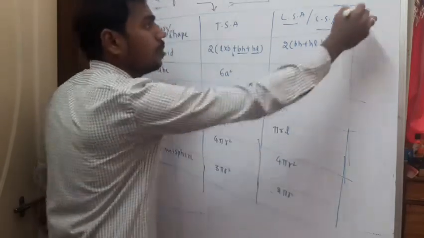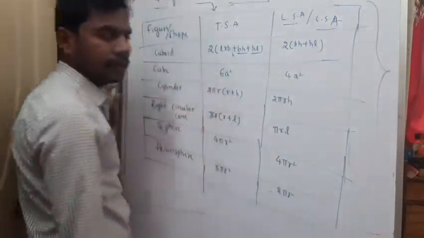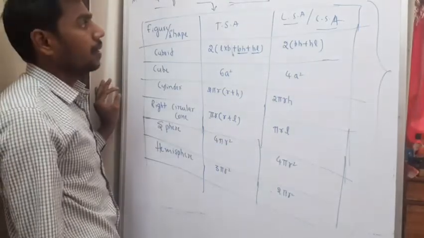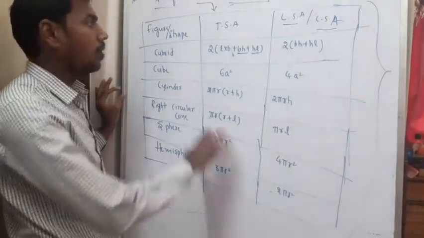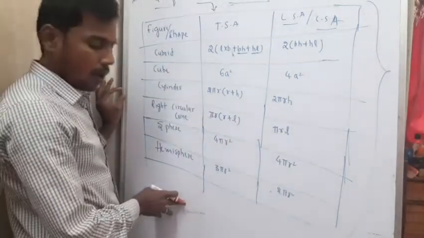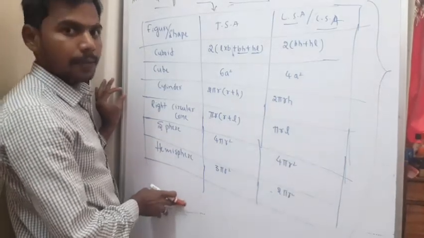So please note this down, and if you have any difficulty, please let me know. In the next class we'll go through the volume for all these 6 figures and how to remember it, and I am going to explain the logic.